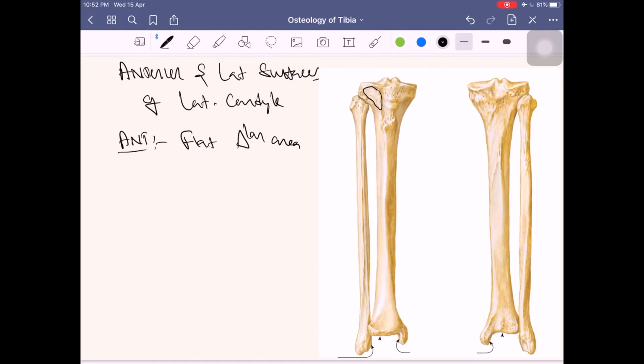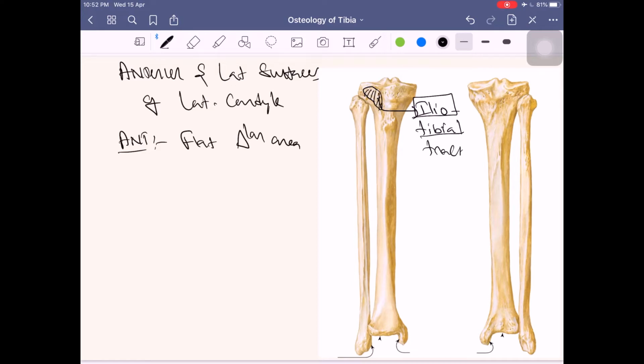Now this flat triangular area, or facet, is for the attachment of the iliotibial, the lower attachment of your IT band or iliotibial tract. Ilio is from the iliac crest, tibial is to the tibia. Which part of the tibia? The upper end of the tibia. In which part of the upper end? The lateral condyle of the tibia. In which part of the lateral condyle? It is the anterior surface of the lateral condyle of the tibia.